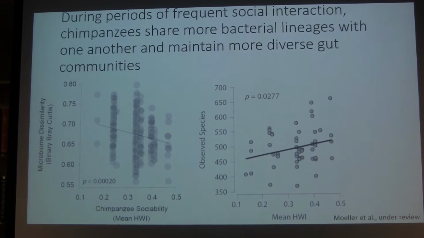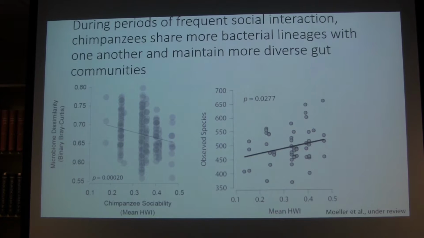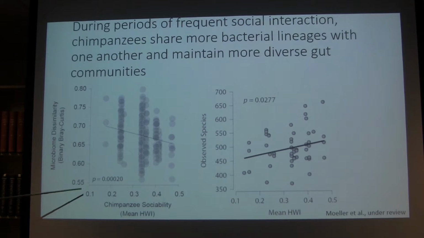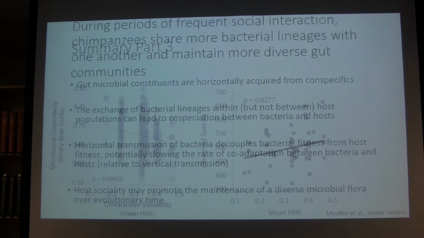But just to give a little bit more evidence for that, we were able to look at the social environment of the chimpanzee population when the fecal samples were collected. On the x-axis here, we have a measure of chimpanzee sociability, which is just the mean half-weight association index. It's essentially the average percentage of time any two randomly chosen individuals in the social group spent together. When chimps were more social, their microbiomes were less dissimilar, so they were more similar. They harbored more similar gut communities during periods of high sociality. And also their gut microbial communities tended to be more diverse during periods of high sociality.